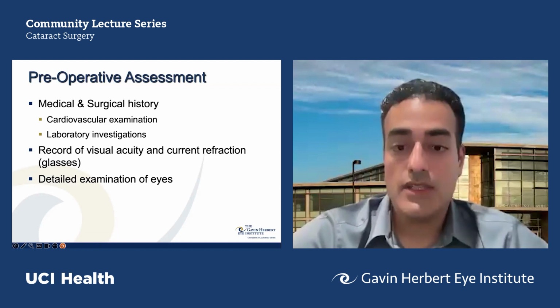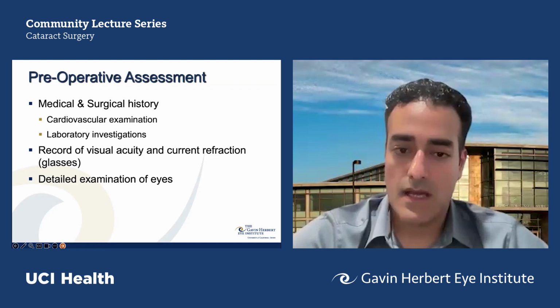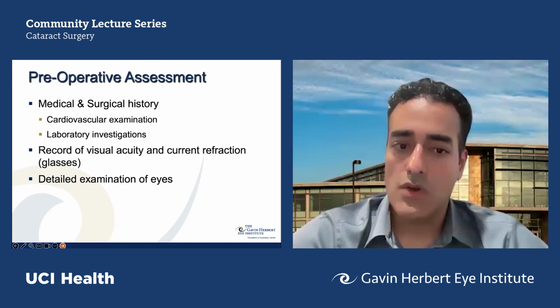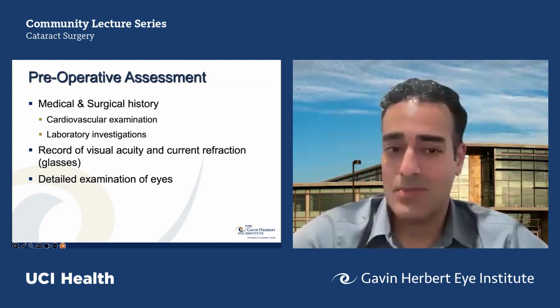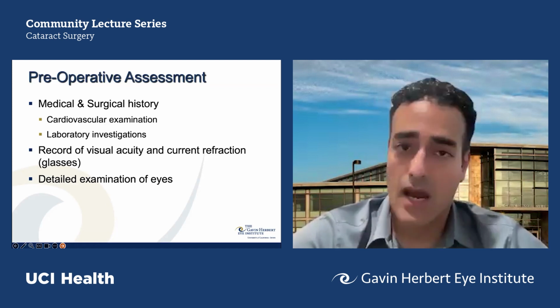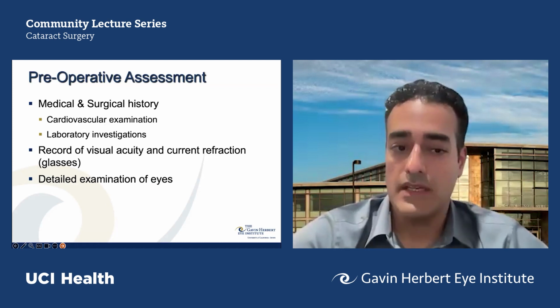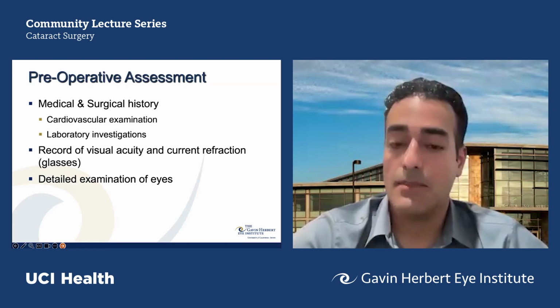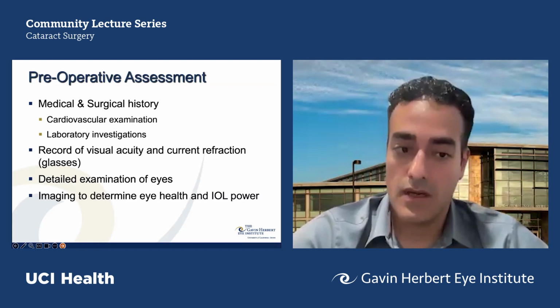So there are conditions that can limit what types of lens technologies that we can consider, that we'll talk about in a few slides. And also we need to make sure there's nothing else that needs to be taken care of before the cataract surgery. For example, if you have diabetes and you have evidence of diabetic retinopathy, we need to optimize that first before proceeding with cataract surgery.